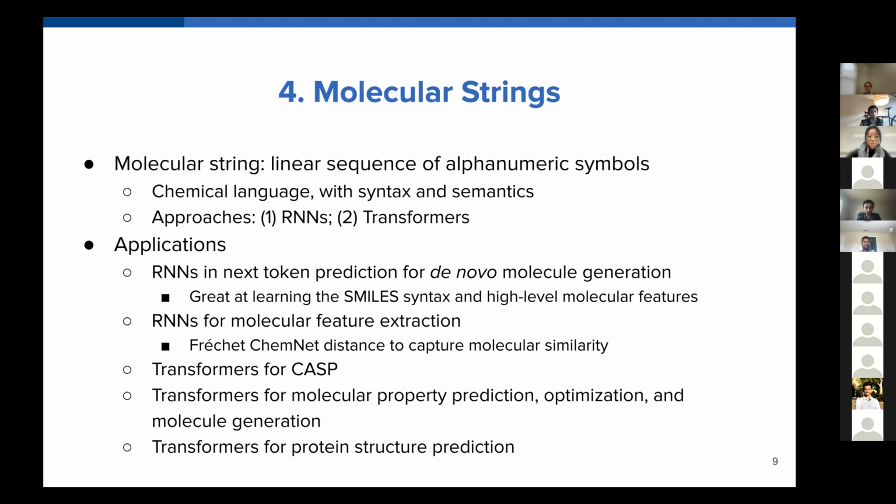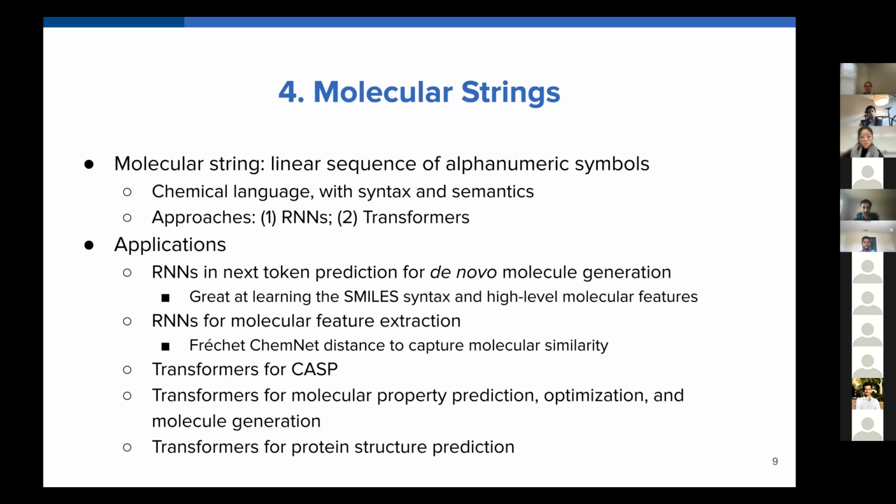So we can treat molecular strings as sequences of tokens, and therefore we can apply common sequence modeling approaches on molecular strings. And the two most common approaches are RNNs, recurrent neural networks, and transformers. And applications using molecular strings include, for instance, using RNNs for molecule generation, where we are sequentially predicting the next token in the molecular string. Research has found that RNNs are great at learning the SMILES syntax and semantics.